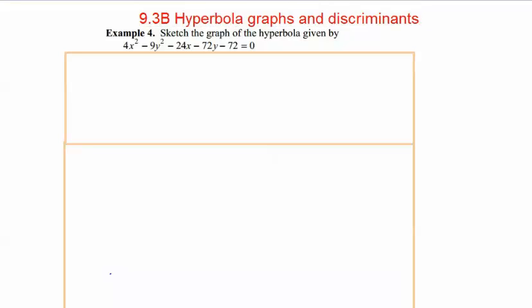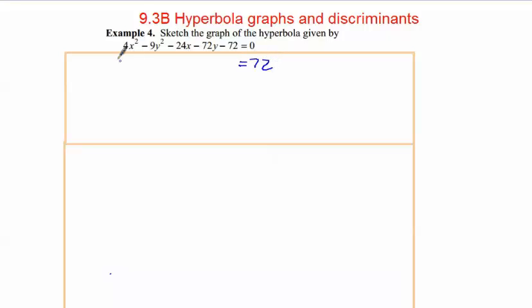Sketch the graph of the hyperbola given by 4x squared minus 9y squared minus 24x minus 72y minus 72 equals 0. So we're going to need to complete the square to get this into standard form, and then we're going to determine some of the key features of the graph and go ahead and sketch a graph. So first thing is to get this loose number, add 72 to both sides.